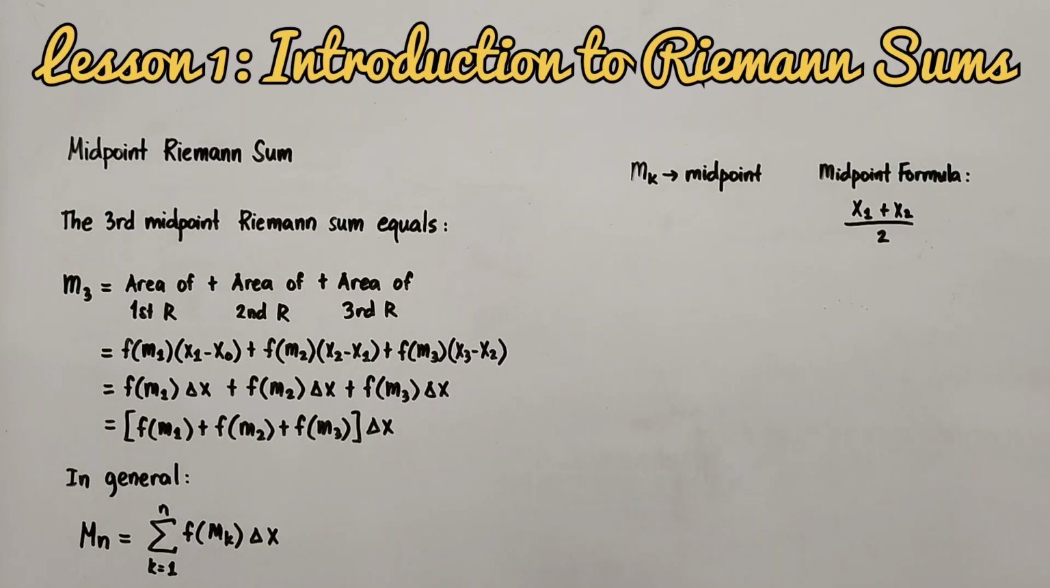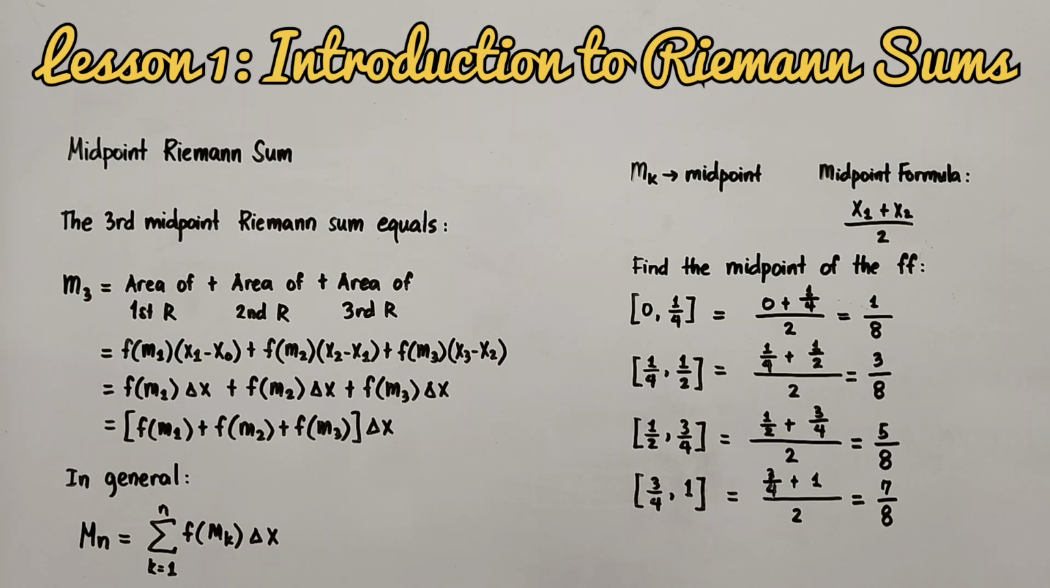Before you can use the general formula, take note that m sub k is the midpoint of the two endpoints. Remember this midpoint formula, x sub 1 plus x sub 2 over 2. Just add the two endpoints and divide the result by 2, and that's your m sub k. For instance, find the midpoint of the interval 0 to 1/4. To get the midpoint, just add 0 and 1/4 divided by 2, so we have 1/8. This 1/8 is your m sub 1. And 7 over 8, the midpoint of 3/4 and 1, is our m sub 4.